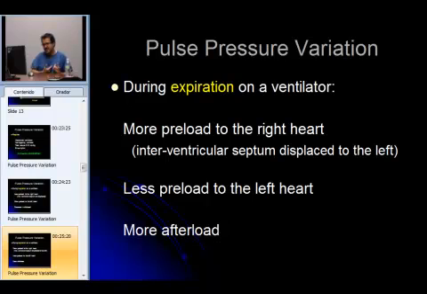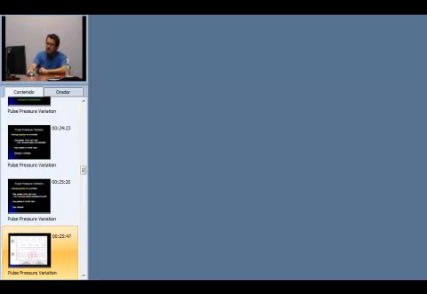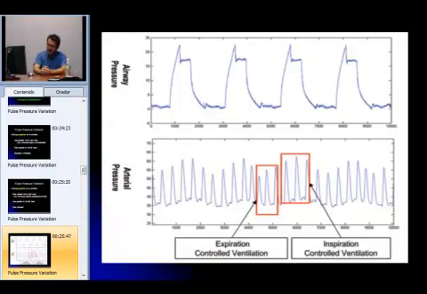So how does this look? It looks just like this. If you actually see the arterial line tracing, you will see how the amplitude of the pulse pressure varies. And this is going to predict fluid responsiveness in about 80% of the cases. This is more powerful than an echo, more powerful than a CVP, more powerful than a pulmonary occlusion pressure. And this is what most intensivists in the world are using to predict fluid responsiveness.